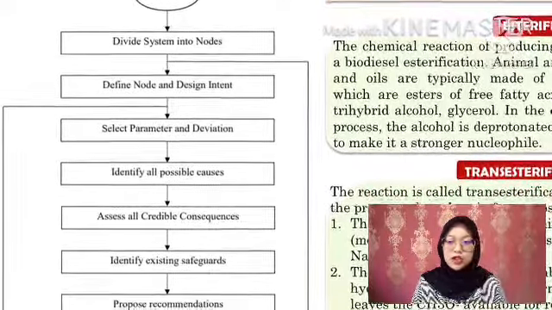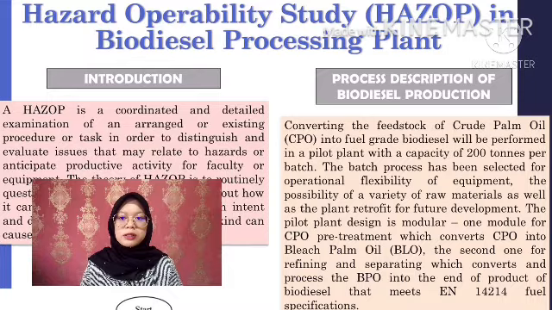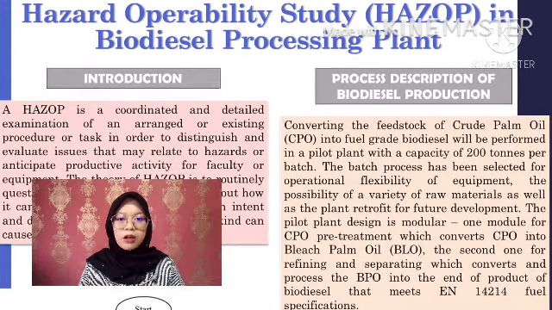Converting the feedstock of crude palm oil (CPO) into fuel-grade biodiesel will be performed in a pilot plant with a capacity of 200 tons per batch. The batch process has been selected for operational flexibility of equipment, the possibility of a variety of raw materials as well as the plant retrofit for future development. The pilot plant design is modular.